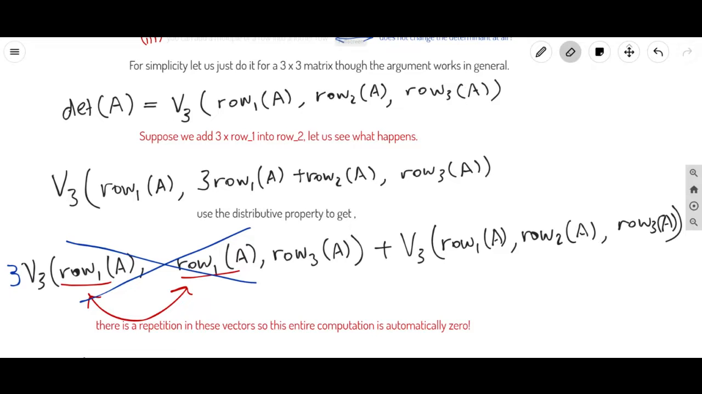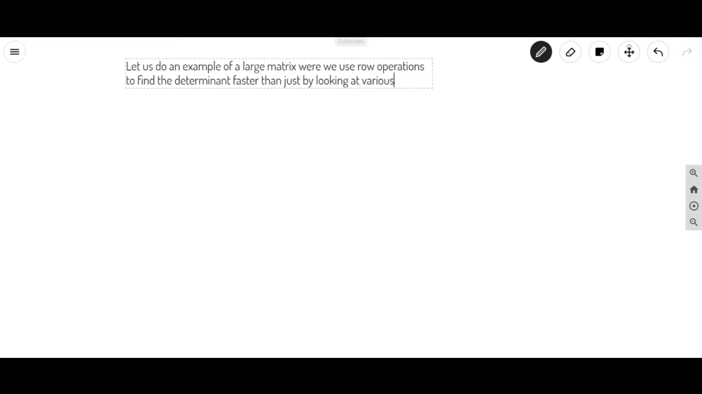And now let's do an example of where we calculate the determinant of the matrix by using this kind of process. So let us do an example of a large matrix where we use row operations to find the determinant faster than just by looking at various product combinations.